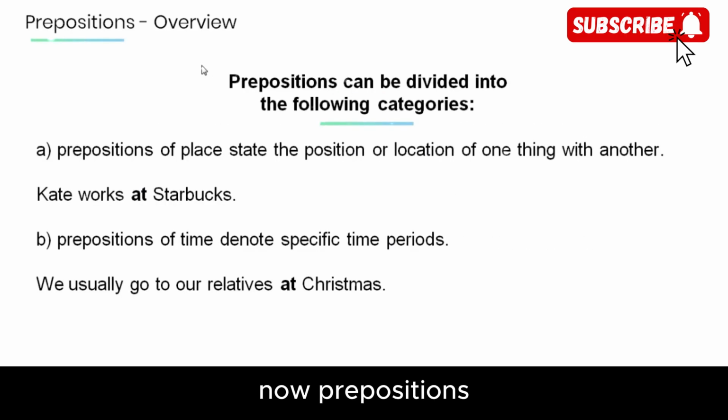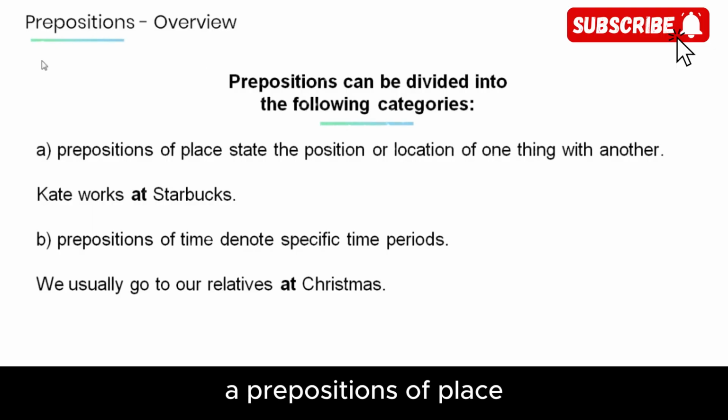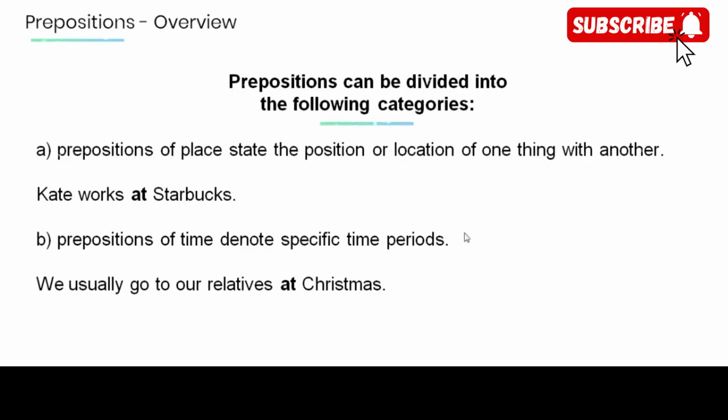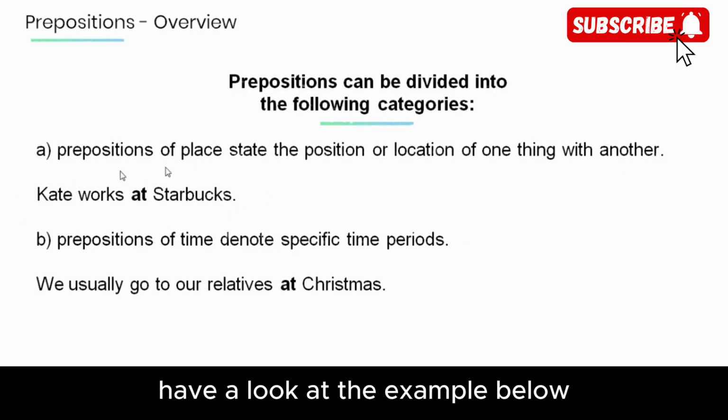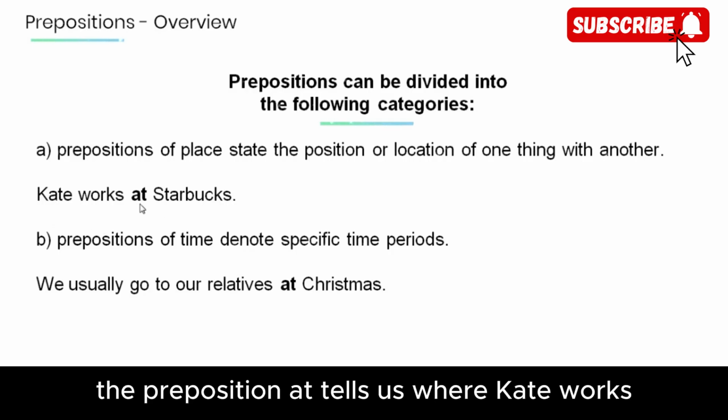Now, prepositions can be divided into the following categories. A. Prepositions of place state the position or location of one thing with another. Have a look at the example below. Kate works at Starbucks. The preposition "at" tells us where Kate works.